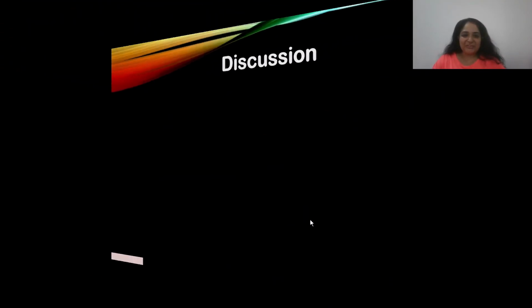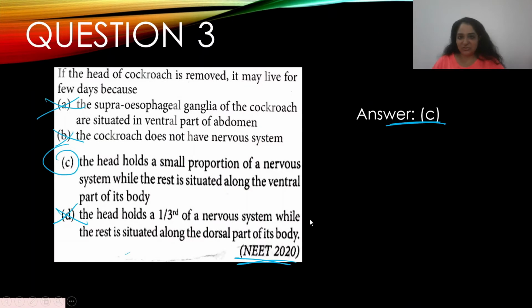Let's go back to the question. The head of the cockroach is removed or damaged. It may live for a few days because the head holds a small proportion. You can see the head region is small, but the majority is present in the ventral nerve cord. There are lots of ganglia present in the ventral nerve cord. The rest is situated along the ventral part of its body.